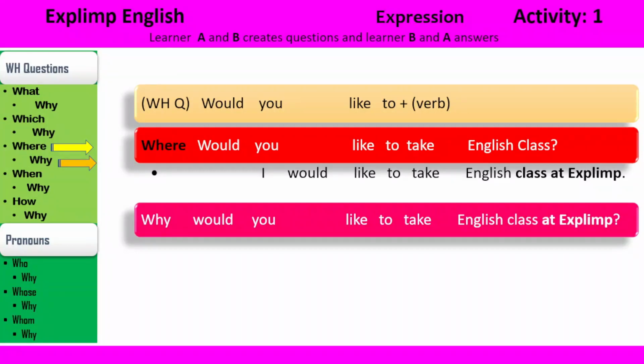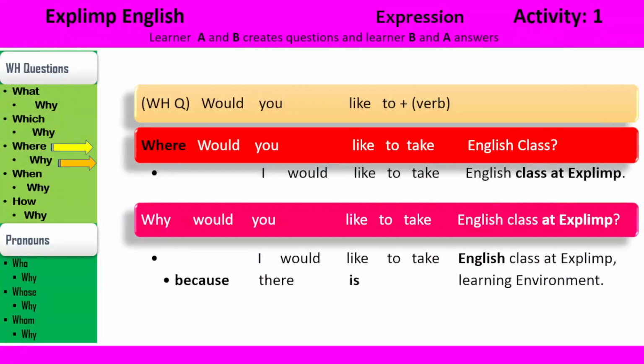Well, maybe there are many reasons for you, but for us here, I would like to take English class at Explimp because there is a learning environment. So here you see we have added is there and the list of verbs instead of like, right? Is also a verb. Because of the environment, maybe you would like to take class there, right? Or you could say because we do practical activities there, like rather than teaching you grammar, we learn English practically. Now there are activities, right?